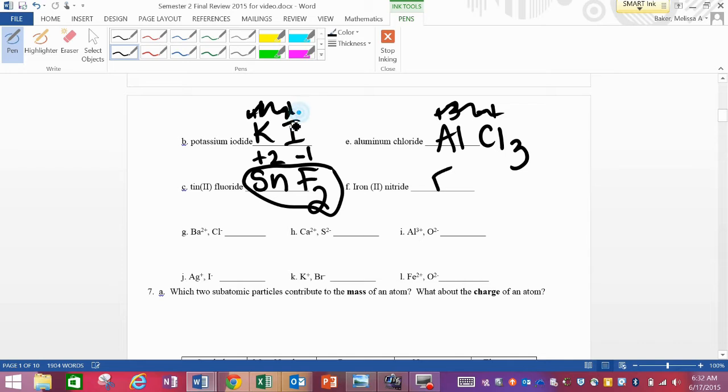Iron 2 nitride. Iron is Fe with a +2 charge since it's Roman numeral 2. Nitride is a -3 charge always. So this becomes Fe3N2 for a final answer.